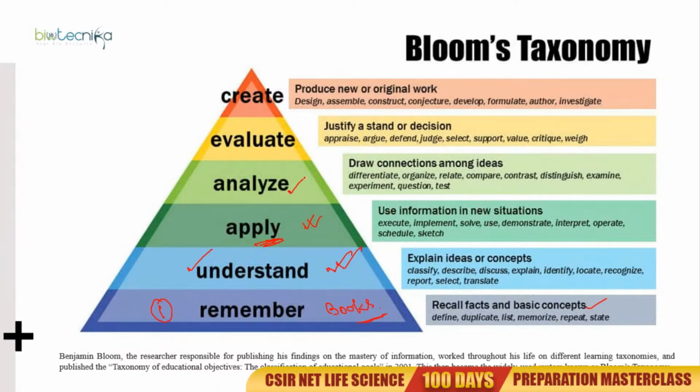And then comes analyze. Analyzing is when you draw connections among ideas. For example, there is a connection between unit 2, unit 3 and unit 8. In unit 8 you have a chapter on mutation. When you're studying mutation, go through DNA repair, which is under unit 3.